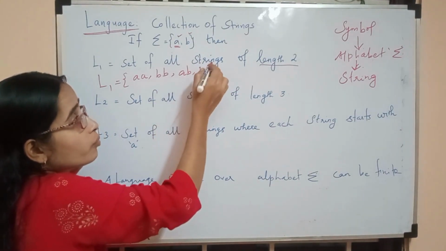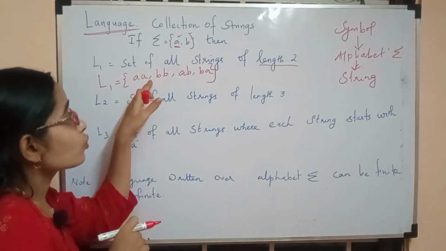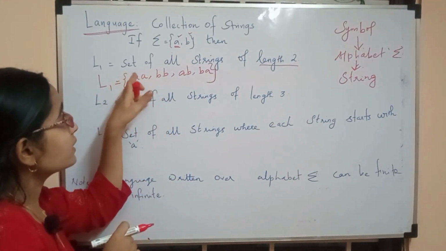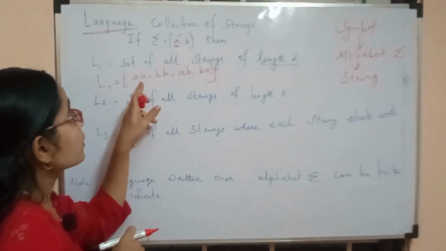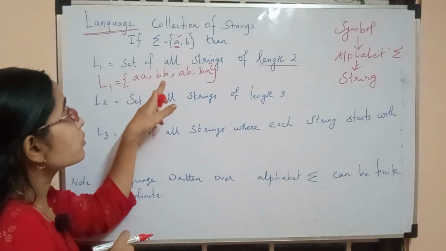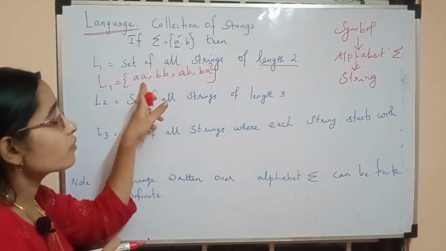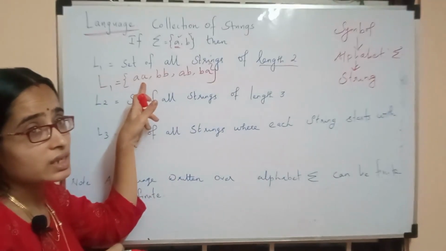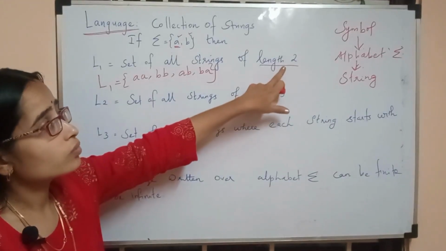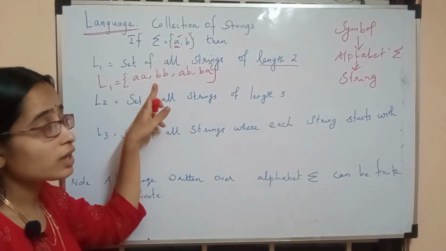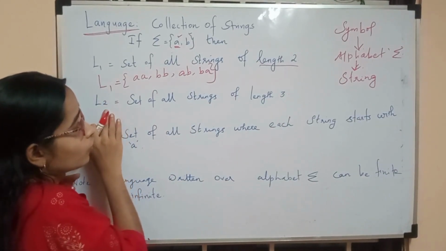Other than this, I cannot form anything. In the previous lecture itself, I explained this. You have to form a set of all strings with the length of 2. So you can have AA, BB, AB, and in reverse BA. Other than that, you cannot have one single A, or triple A, or triple B, because the length of the strings would be 2. That's why we have only 4 elements. This is L1.